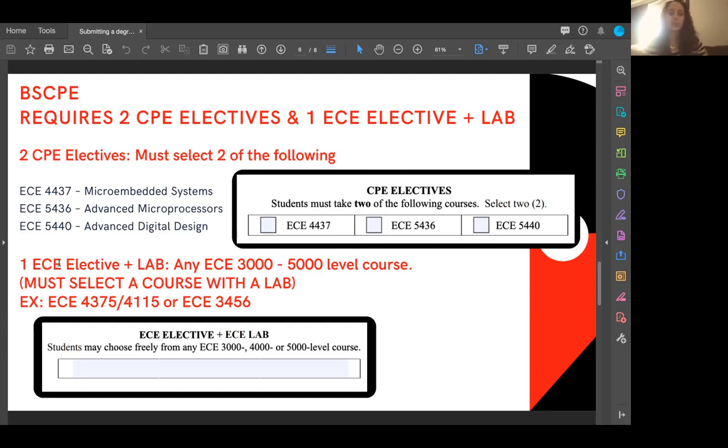And then your other elective has to be an elective with a lab. So either that 3 credit hour class with a 1 hour lab or 4 credit hour elective will suffice that requirement. And the only major thing that we want to point out is that it must include a lab. Do not take just a 3-hour class without the lab.